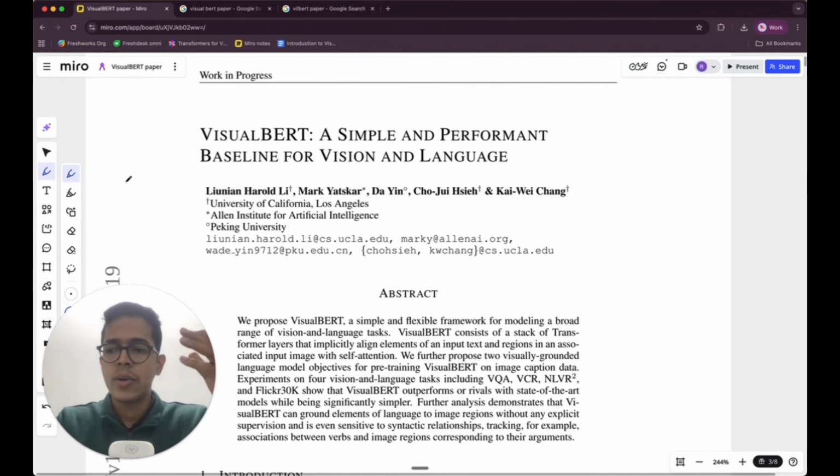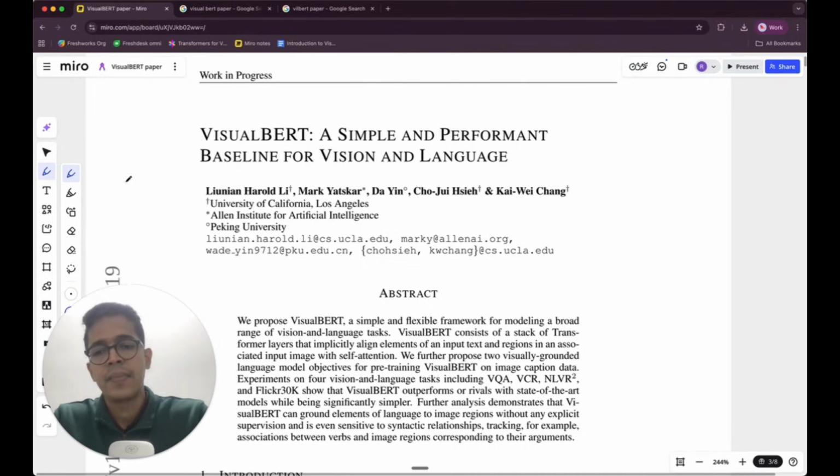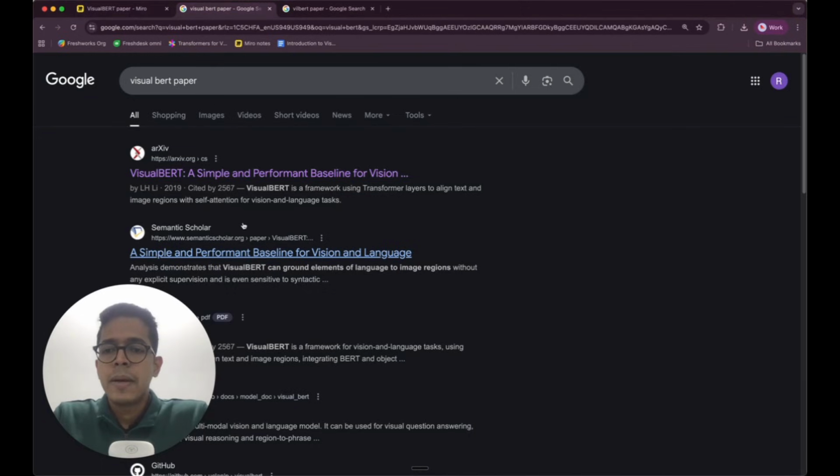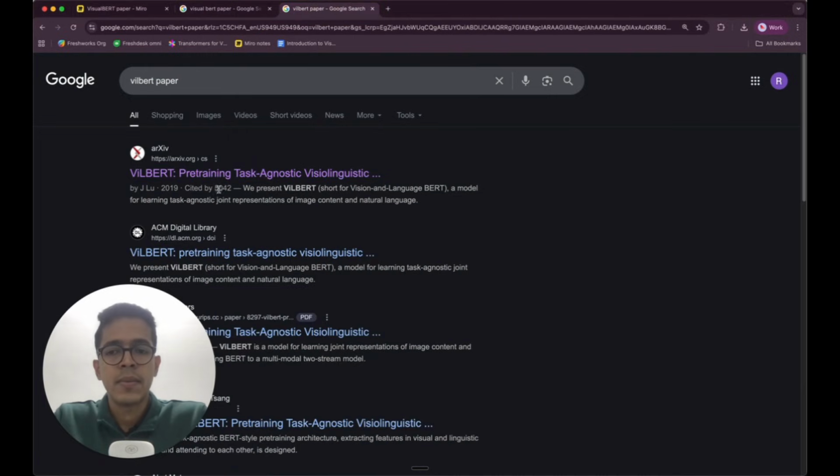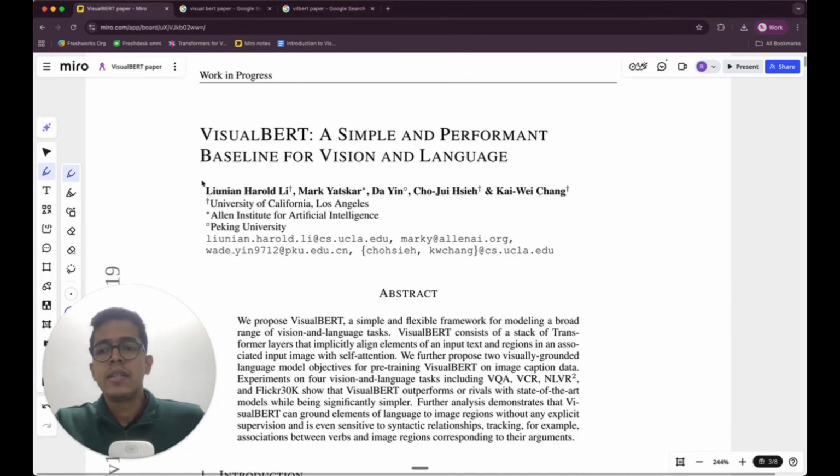But if not, you can simply open a PDF document on the side, so that you're also going through the paper on your own while listening to me. So this is the VisualBERT paper, around 2,500 citations, and there are a lot of similarities between it and another paper, which I'm going to dissect sometime in the near future, which has around 5,000 citations. This paper came out from a group of researchers affiliated with Peking University, Allen Institute, and UCLA.